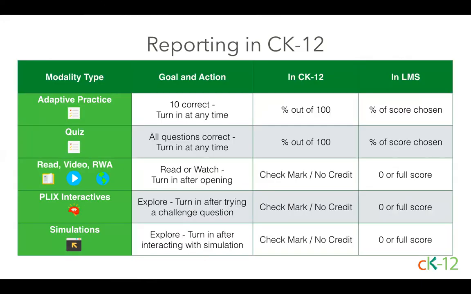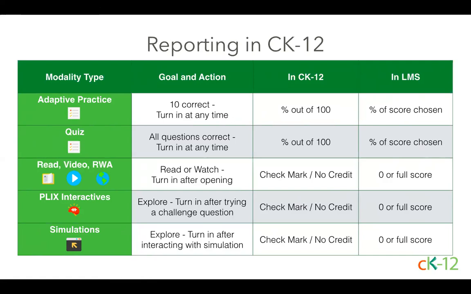So when you're assigning practice, practice is a learning tool, and so our goal is for students to get 10 correct. It will adapt to how they are doing, and they can stop that practice and turn it in at any point in time. If they get 10 correct in CK-12, they would get a percent out of 100. In an LMS, let's say you made that assignment worth 20 points. If they got 50% of them correct, or 5 questions in adaptive practice, they would get a score of 10.